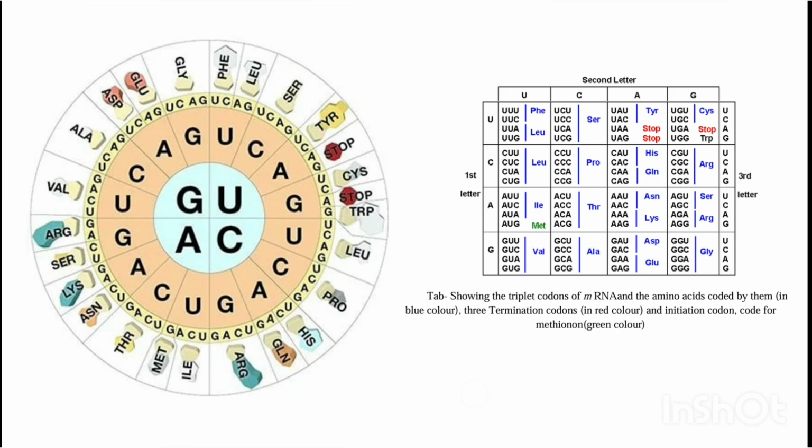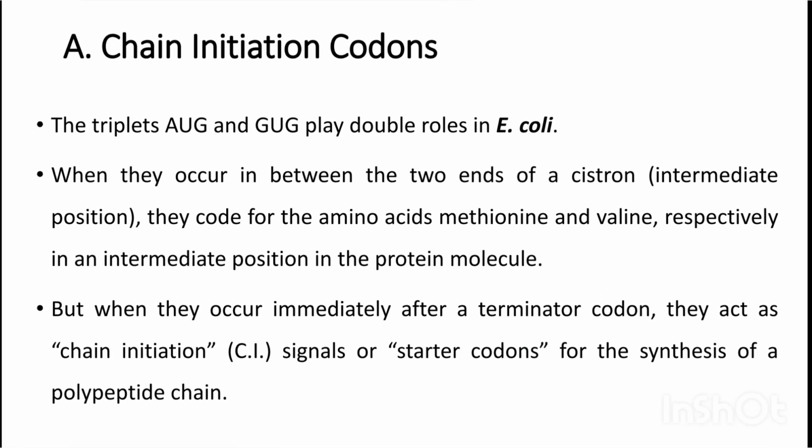Next, there are some special types of codons, like the chain initiation codon, AUG, and sometimes GUG. AUG always codes for methionine and GUG codes for valine respectively. They are always regarded as the starting codon or chain initiation codon. That means a polypeptide chain always initiates with methionine.